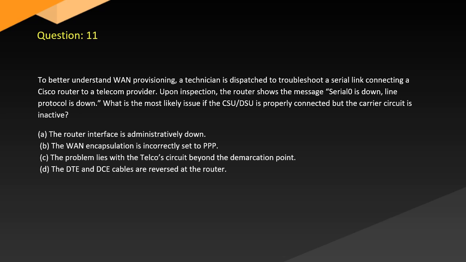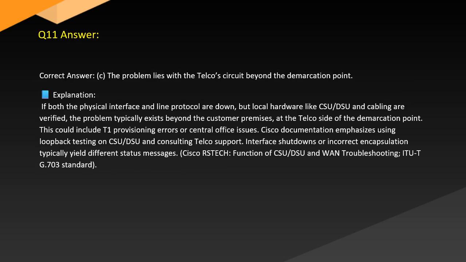A. The router interface is administratively down. B. The WAN encapsulation is incorrectly set to PPP. C. The problem lies with the telco circuit beyond the demarcation point. D. The DTE/DCE cables are reversed at the router. Answer. Correct answer: C. The problem lies with the telco circuit beyond the demarcation point.